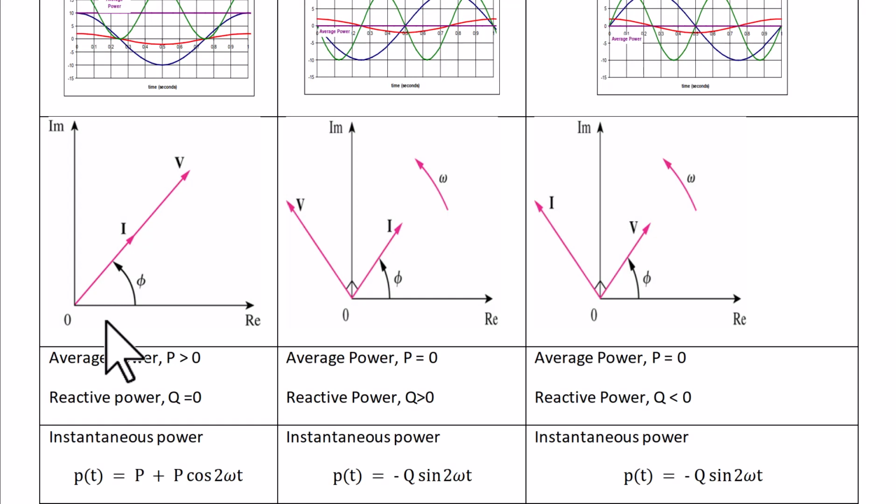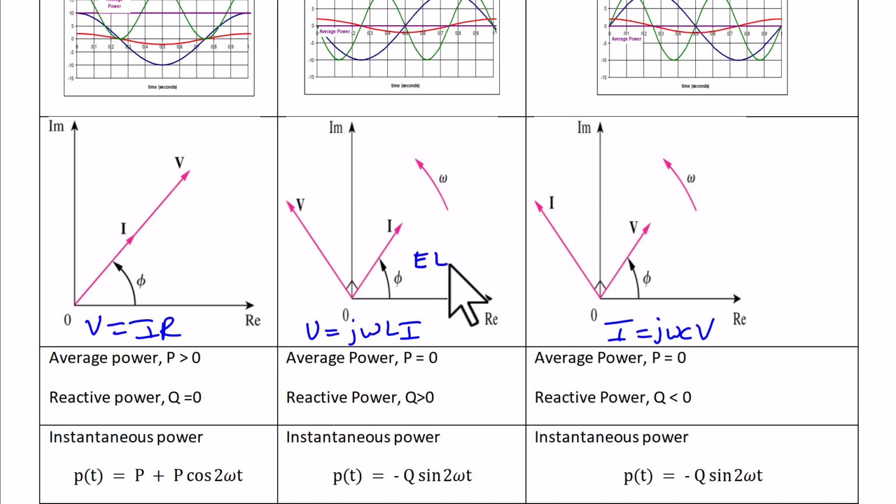So here's our phasor diagram again as a reminder, where the first one is V equals I times R, where the voltage and current are in phase. And then we have the second one, V equals jωL times I, where the voltage leads the current by 90 degrees, or current lags voltage. And then we have I equals jωC times V, where current leads voltage by 90 degrees. And recall that that's ELI and ICE.